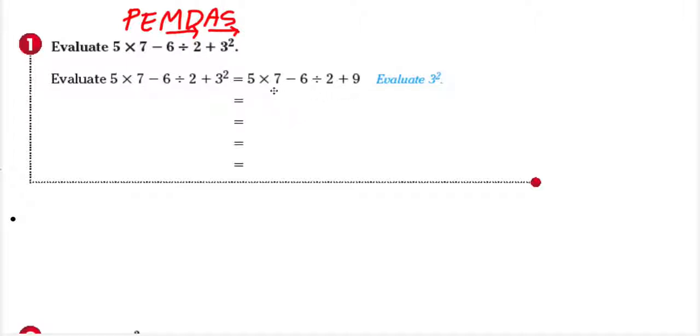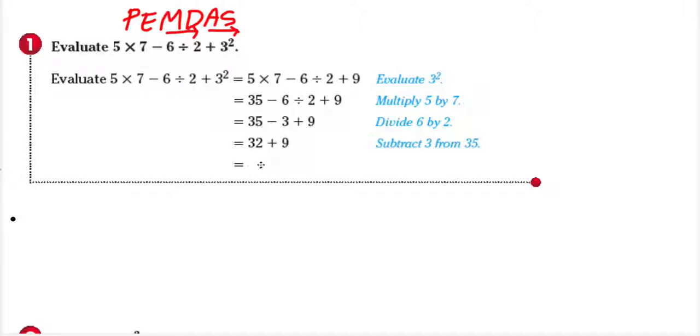Now that's out of the way, we have multiplication and division. We multiply 5 times 7 first. It becomes 35 minus 6 divided by 2 plus 9. Then we go to division, which goes after multiplication. 35 minus 3, because 6 divided by 2 is 3, plus 9. Since now you only have subtraction and addition, you always go from left to right. 35 minus 3 is 32, plus 9, and 32 plus 9 will give you 41. So the value of this expression is 41.